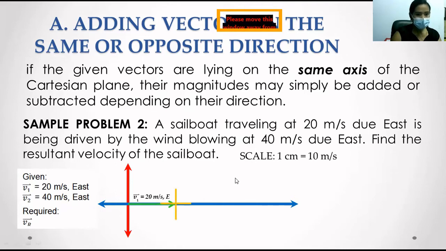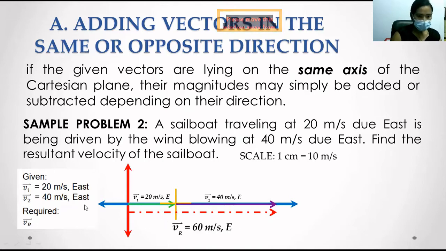But first, let's put another direction guide at the tip of our first arrow. Then draw a 4 centimeter long arrow for velocity of 40 meters per second due east. Now, our resultant velocity is simply denoted by this red broken arrow. The length of this arrow would be 60 meters per second due east, or simply 6 centimeters long on your graphing paper.